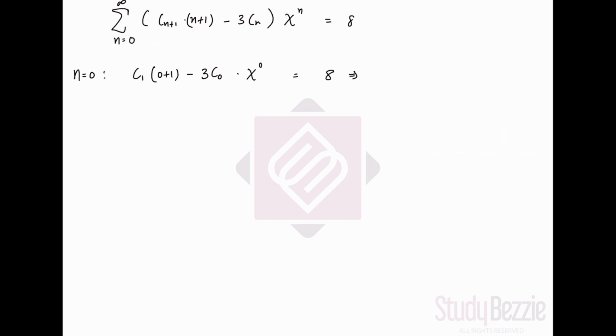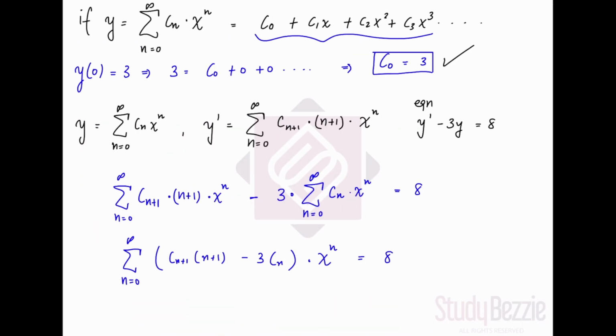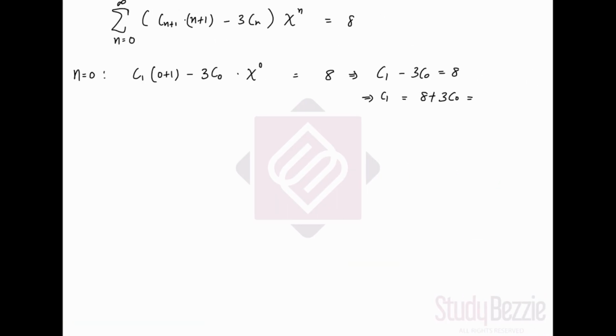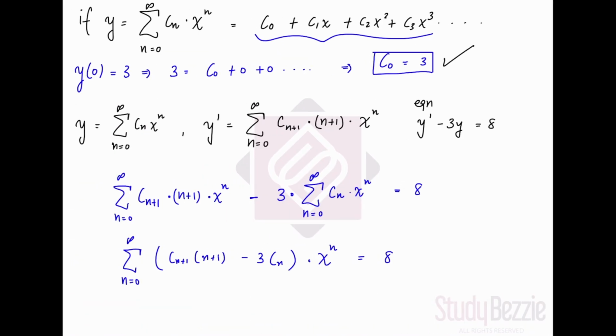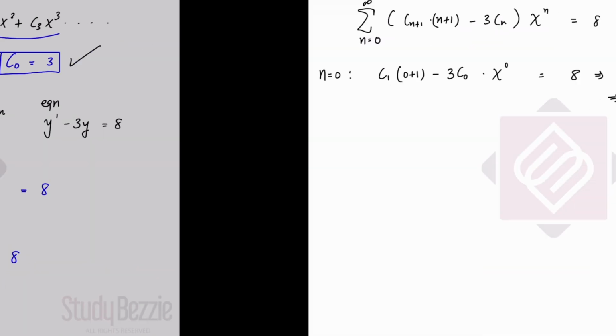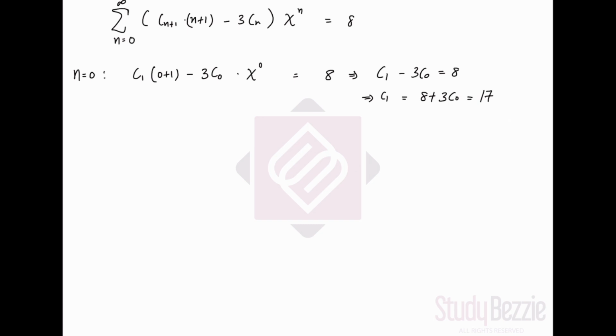So this implies a condition on c_1: c_1 minus 3 c_0 must be equal to 8. From there, you can deduce that c_1 must be equal to 8 plus 3 c_0. Because of the given condition we already solved for, c_0 is 3, so it will be 8 plus 9, which is 17. So we found the first coefficient, c_0, which is 3, and the second coefficient, c_1, which is 17.